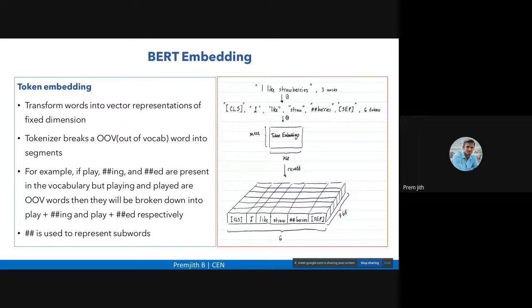The first thing is token embedding, which transforms words into vector representations of a fixed dimension. To resolve the out-of-vocabulary word problem, we divide the words into segments.